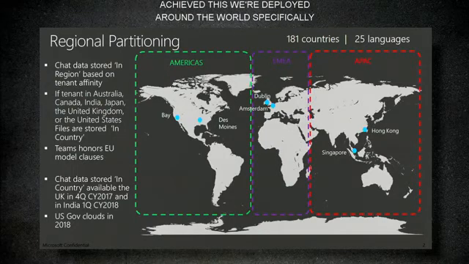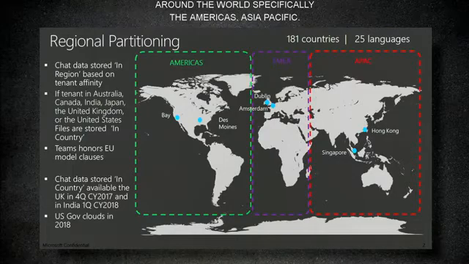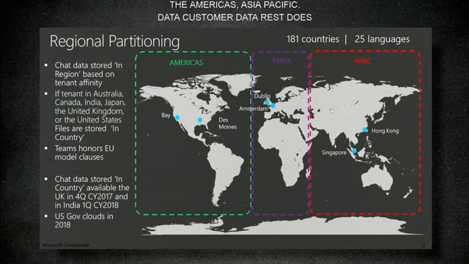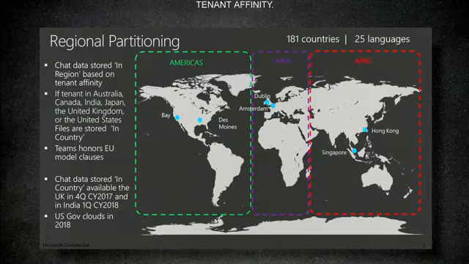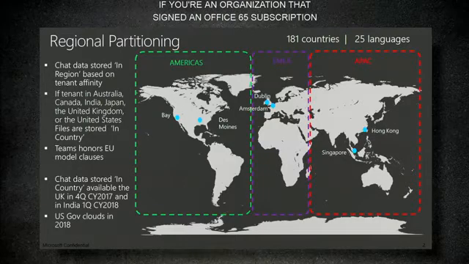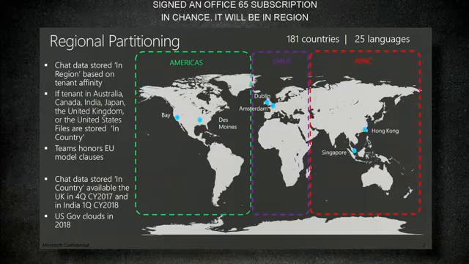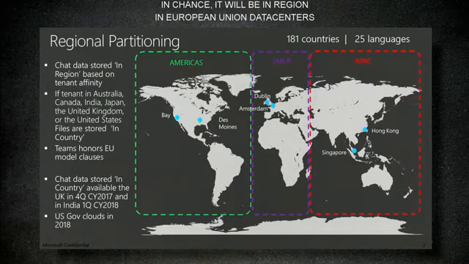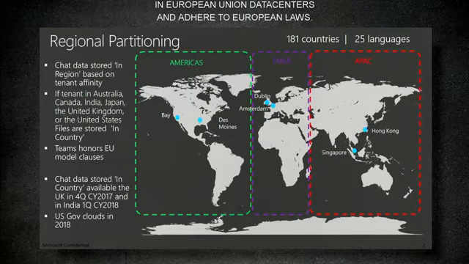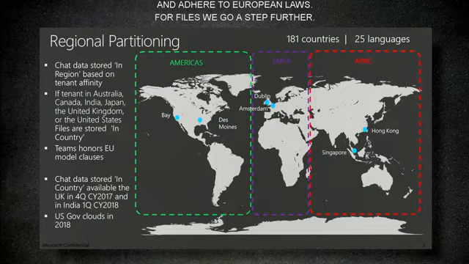Customer data at rest does reside in region based on your tenant affinity. So hypothetically, if you're an organization that signs an Office 365 subscription in, say, France, your data will reside in region, in EMEA, in European Union data centers, and adhere to European Union laws. For files, we'll go a step further. If the tenant's in Australia, Canada, India, Japan, United Kingdom, or United States, the files are actually stored in country.